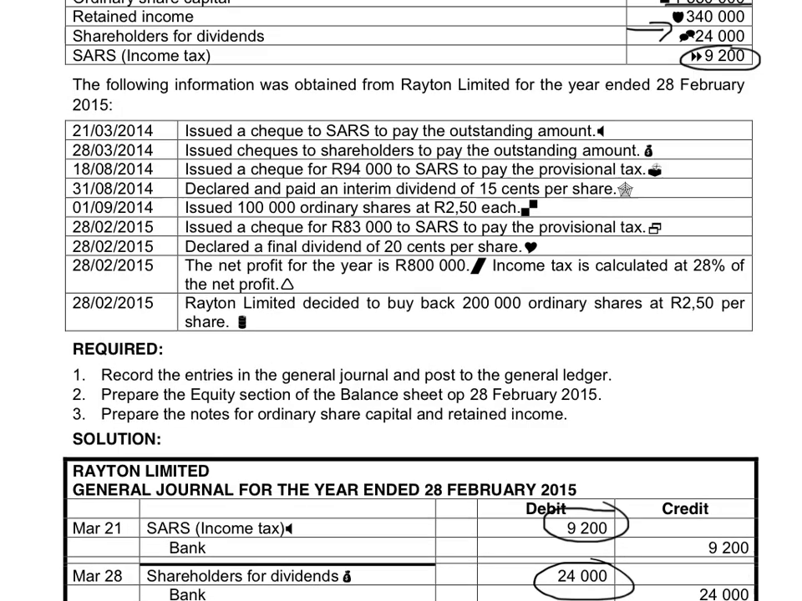So the two entries, to pay SARS and to pay the shareholders for outstanding amounts at the end of the previous year, will always be right at the beginning of the next financial year.